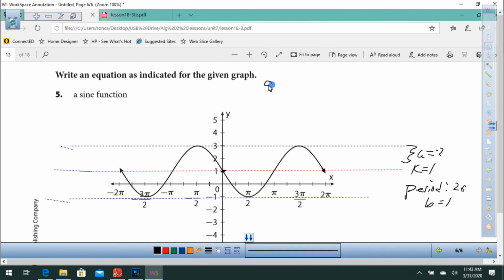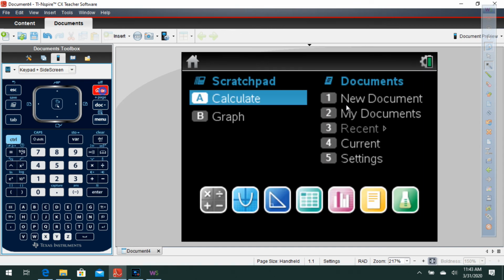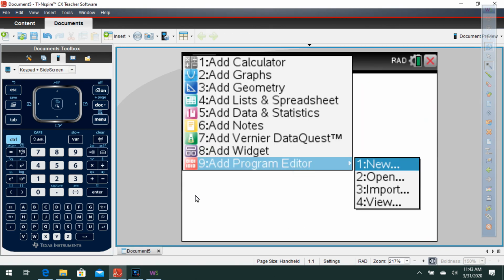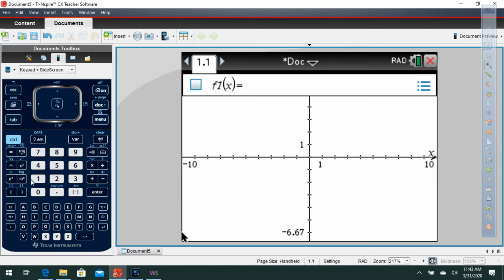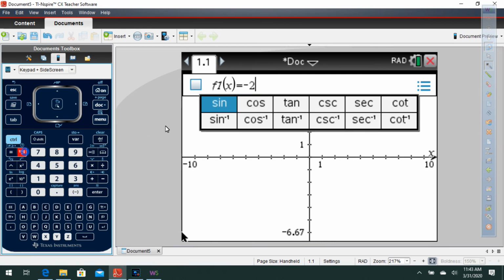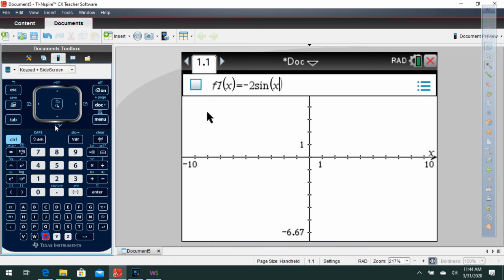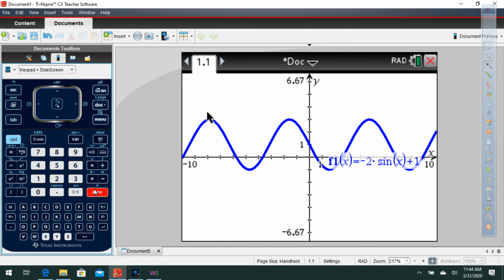Let's see if we can write this. G of x equals negative 2 sine x plus 1. Well, let's try that and see how well it works. Let's go in here on new document. No, go to graphs. We may have negative 2 sine x plus 1. That doesn't look anything like it, does it?